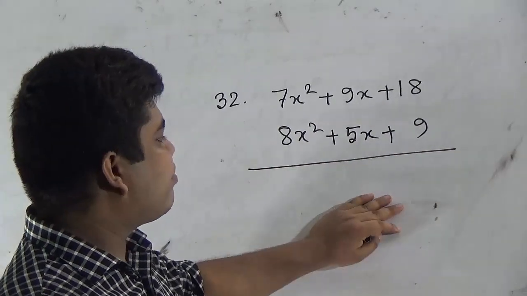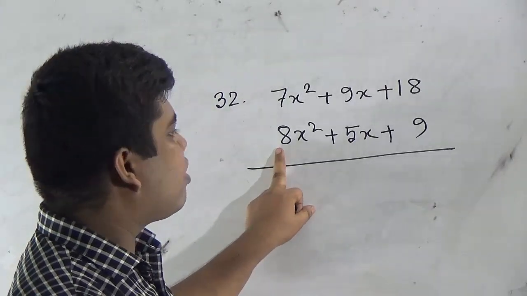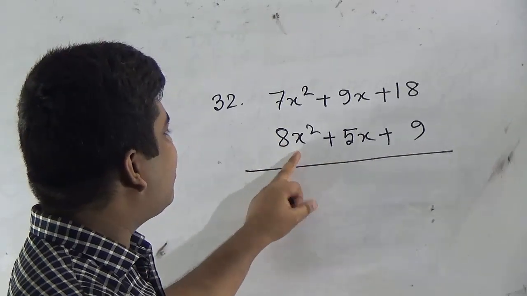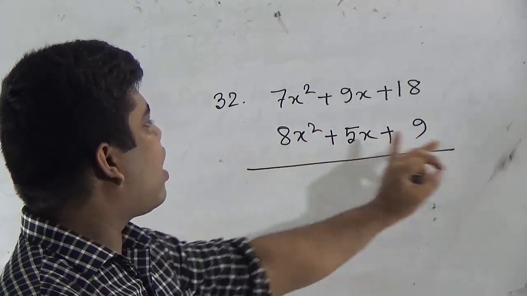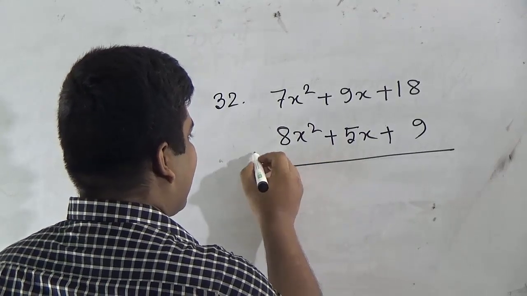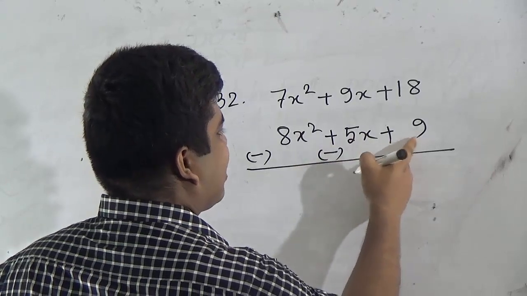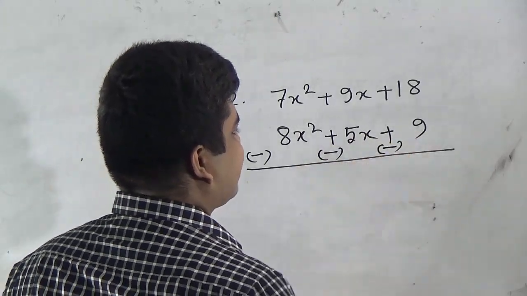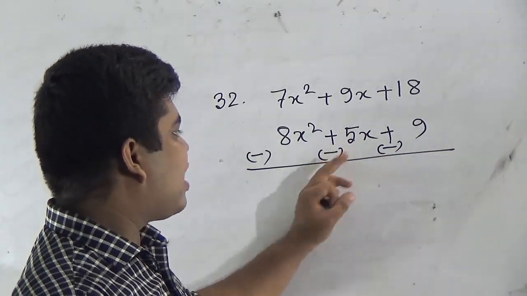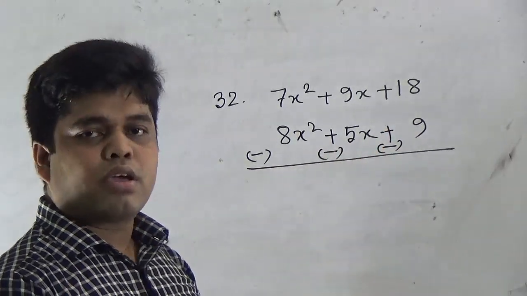In subtraction, please notice, we shall change all the signs of the first expression. That means for the expression which is below, we change the sign of every term. Here 8x square is plus and it will be minus. 5x is plus, it will be minus. 9 is plus, it will be minus. I hope you understood. If the sign is plus, then that sign will be minus. If the sign is minus, then that sign will be plus.